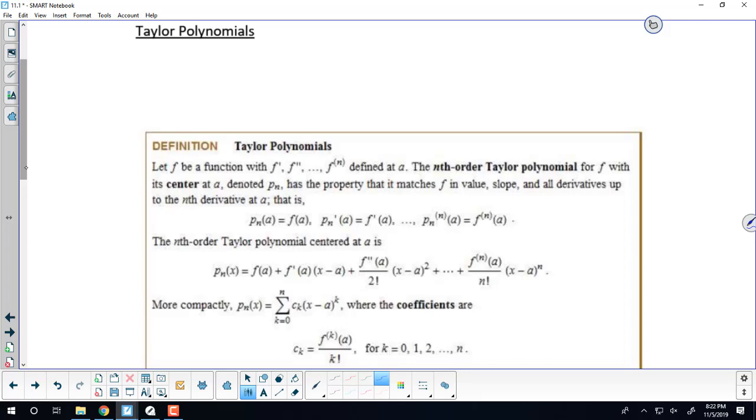So the nth order Taylor polynomial for f with a center at a. When it says center at a, that's just where you're constructing that polynomial. If you're given some function and it says figure out what the Taylor polynomial is centered at an x value of 2, then you're constructing your tangent line at 2, then your quadratic approximation at 2. So center just means what x value you're constructing the approximation at.